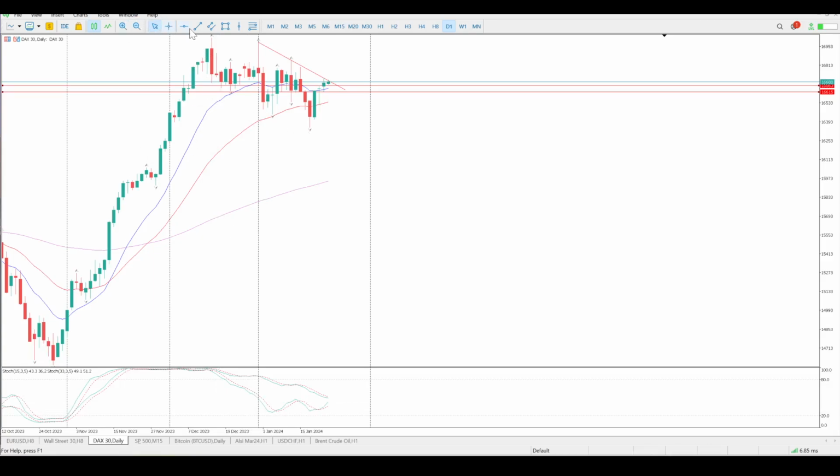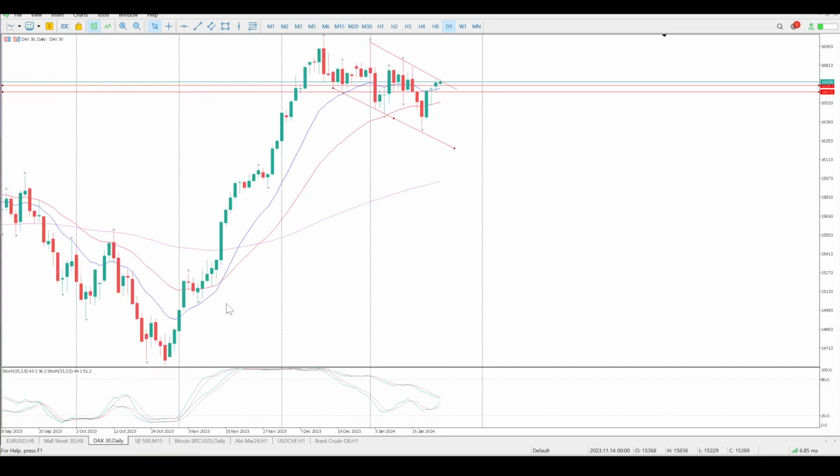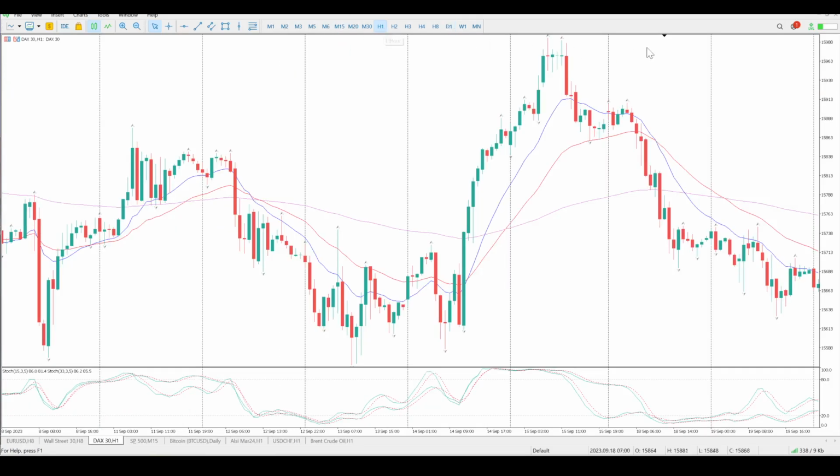Consolidation flag is what I'm calling that. There's a channel, but it's a flag for me. Here's the flag pole, there's the flag, and now a break of the highs of yesterday, and a retest starts putting the move to the upside in motion.